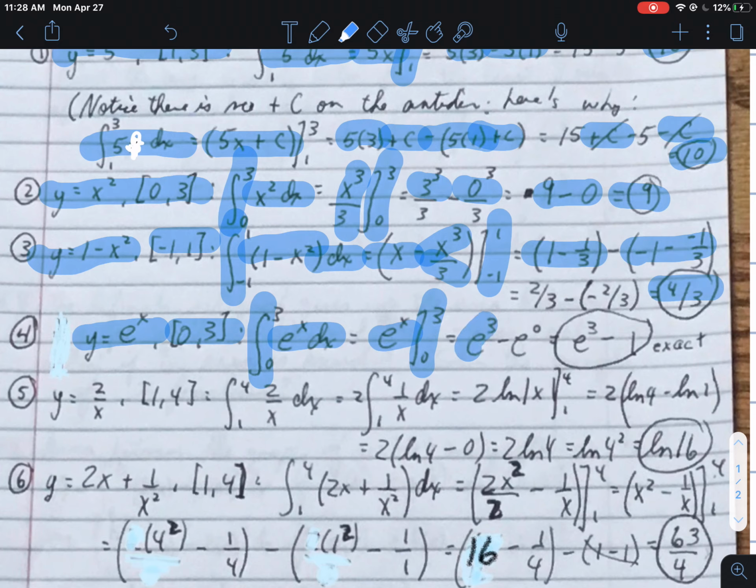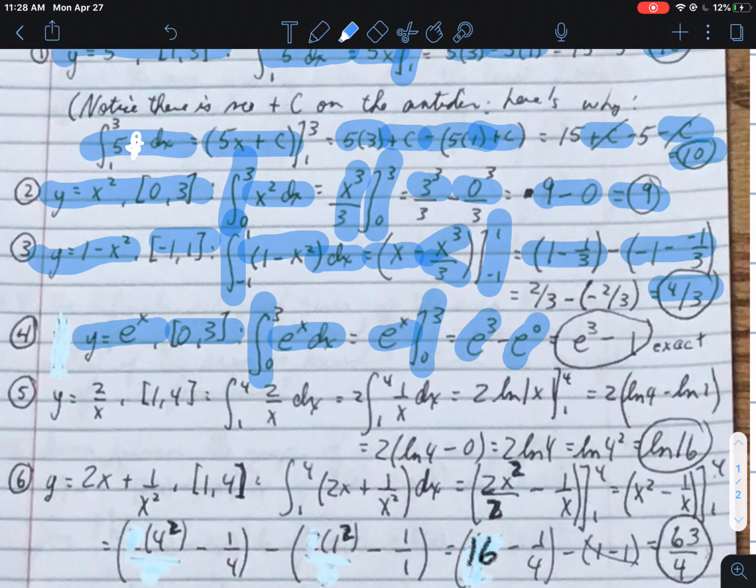We plug in our upper limit, and I've got e cubed minus our lower limit, e to the 0. Now, I just left e cubed as e cubed. E to the 0, remember, that's a non-zero constant raised to the 0 power, always gives you 1. So I get e cubed minus 1. That's the exact value of this integral. And that's typically what you are asked to find. If you're just evaluating an integral, you want the exact value. So notice I'm not approximating anything here. I'm not approximating e cubed or anything.